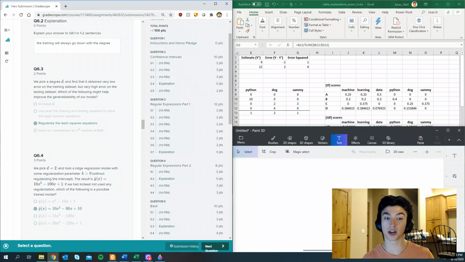So the generalizability of a model decreases due to overfitting, increasing the degree of a polynomial. To counter overfitting and increase generalizability, we can use regularization, particularly of the least squares equations, to penalize non-zero model coefficients. This is done by changing the regularization parameter lambda. And that is why option C is the correct answer.